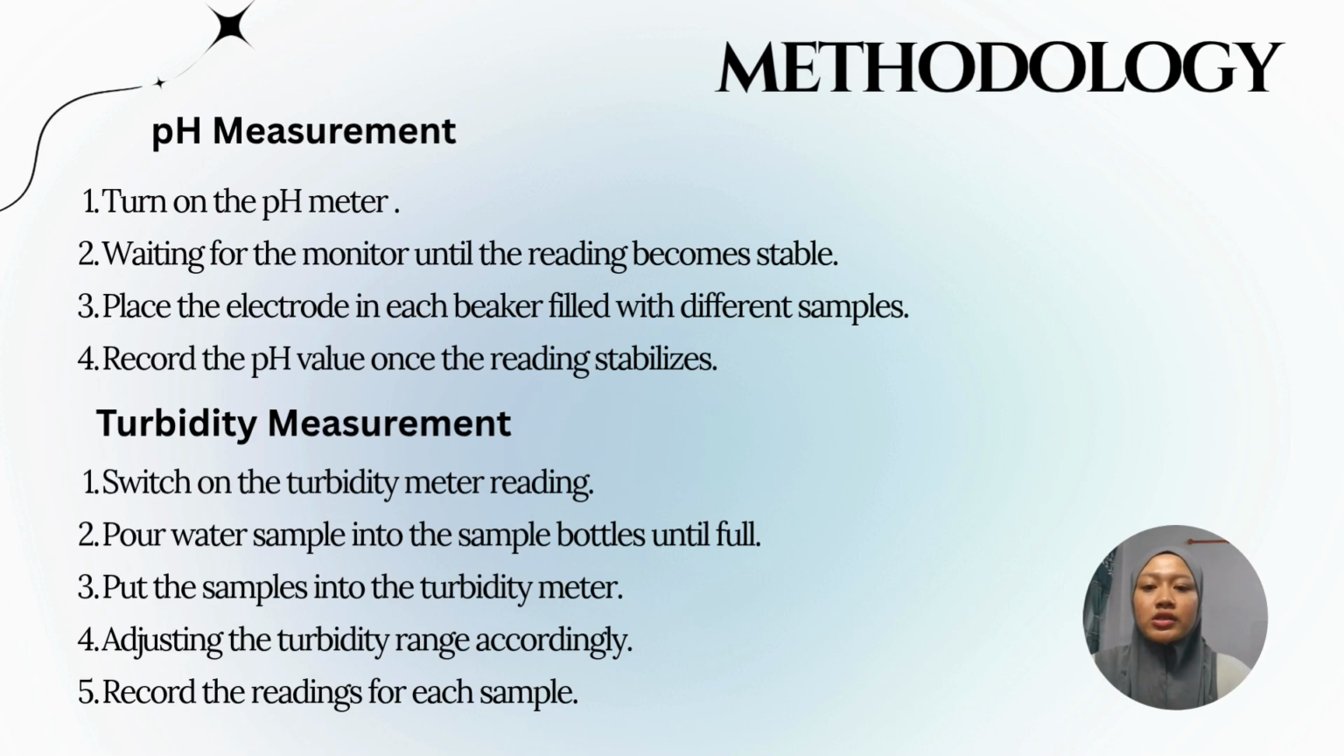Next, we measure the turbidity. First, we need to switch on the turbidity meter and then pour the water sample into the sample bottle until full, and then put the sample into the turbidity meter and adjust the turbidity range accordingly. Next, we record the readings for each sample.